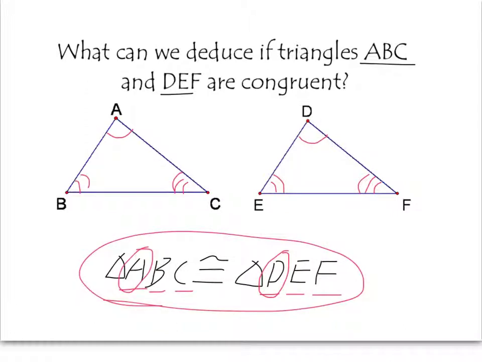Okay, then we also know something about the sides that are congruent. So AB are the first two, so that's going to correspond with DE, so we can say that AB is congruent to DE. We can say that BC, the second and third letters, is congruent to EF, and AC, the first and third, is congruent to DF. So all those different parts are congruent when we know that the two triangles are congruent.